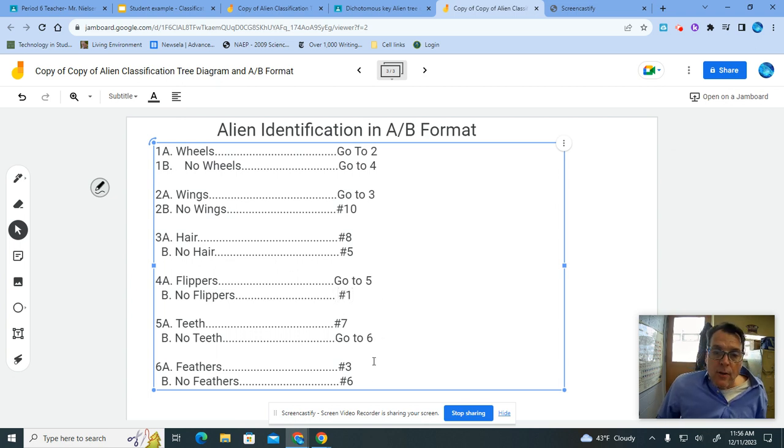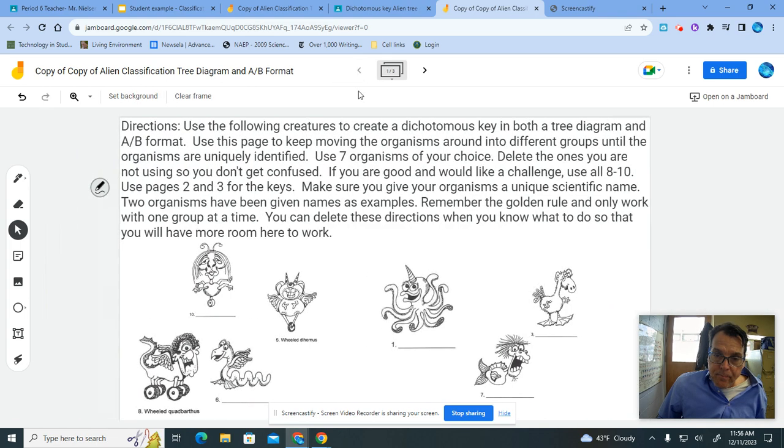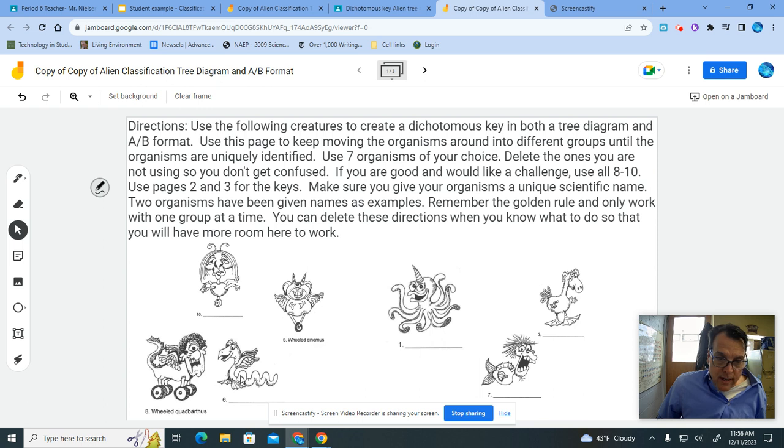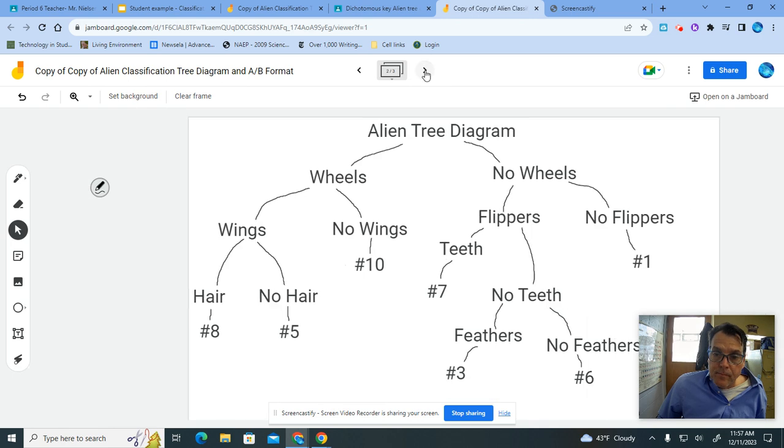So the other thing you can do to check this is to read backwards. So like number 6, let's read it. Let's look at number 6. Number 6 is right here. It has no feathers, flippers, wings, no hair. Let's see how it works out.